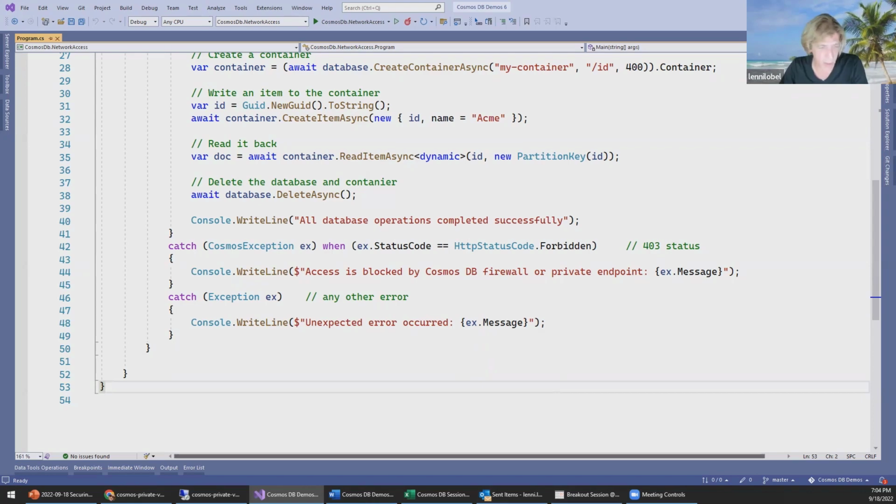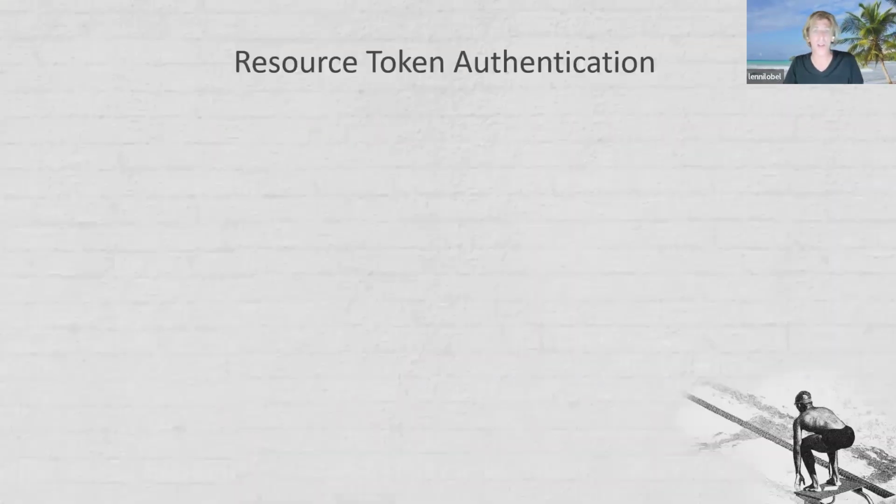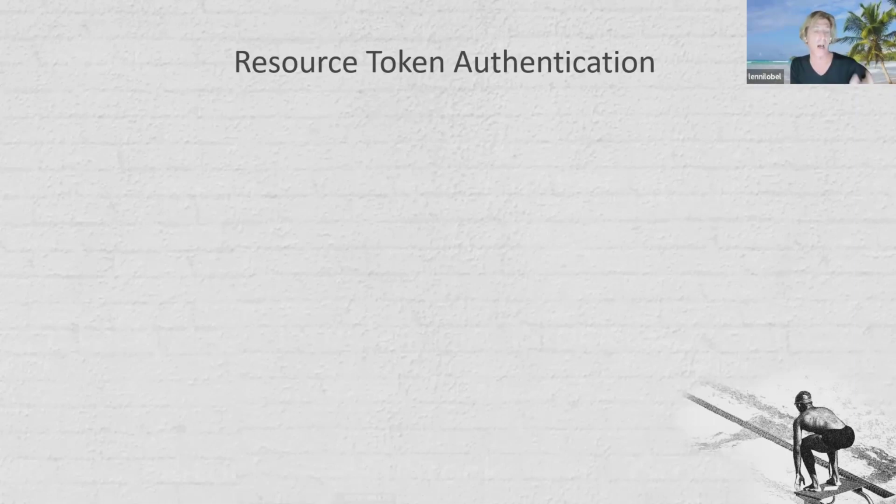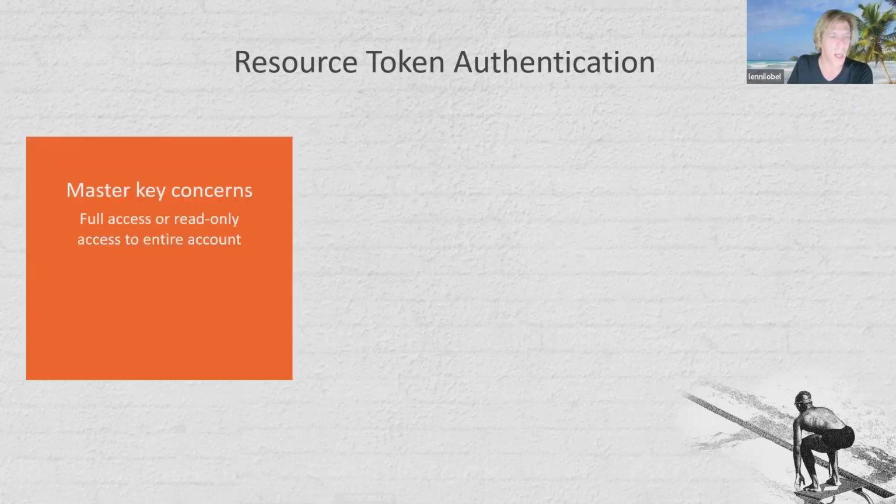So let's move on to our next topic, which is authentication. Okay. So you've established a physical network connection because you have gotten through the firewall, or you have a private link set up, and now you have to authenticate. How do we authenticate? So from the beginning of time, we've always been able to authenticate using the master key. And the master key, it works, right? But there are several problems with it. It grants full access to the entire account.